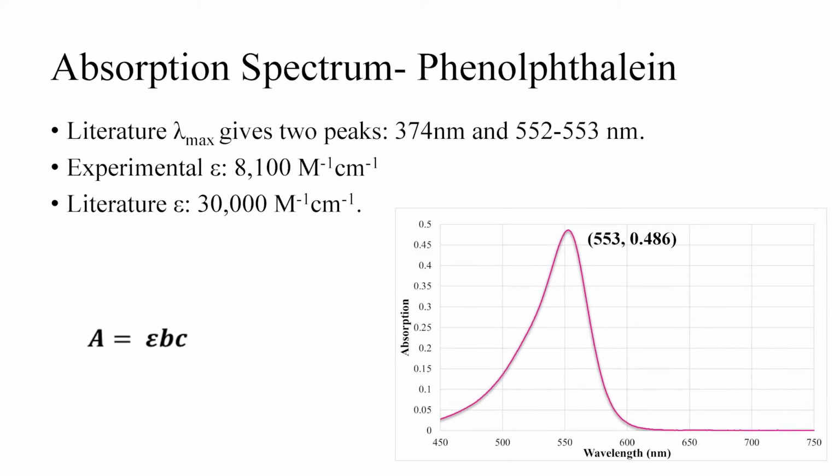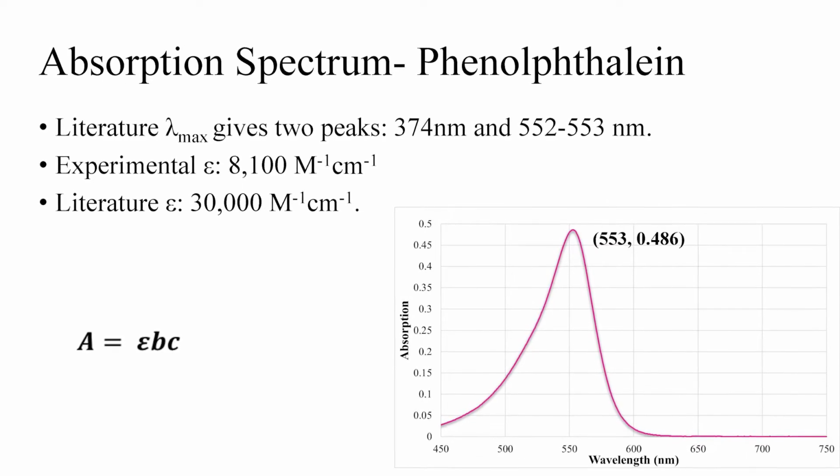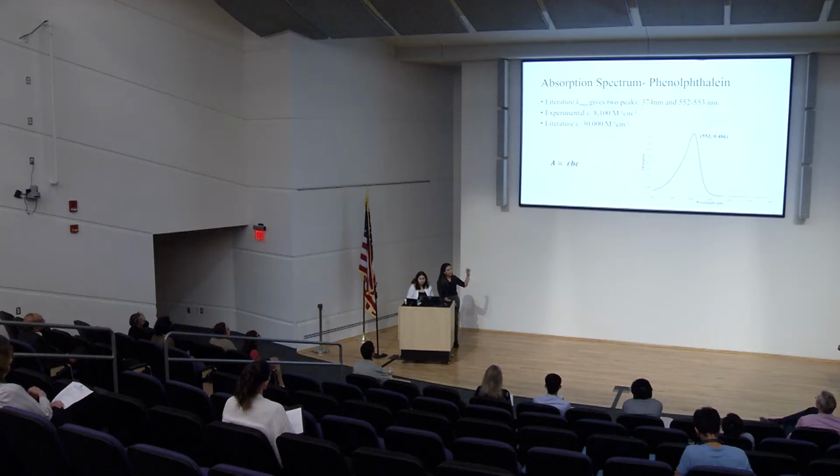And also it shows two peaks. The first one is actually below 400, which cannot be seen by the human eye, so we didn't take that one into account. It's just 553, which is in very good agreement with literature data.